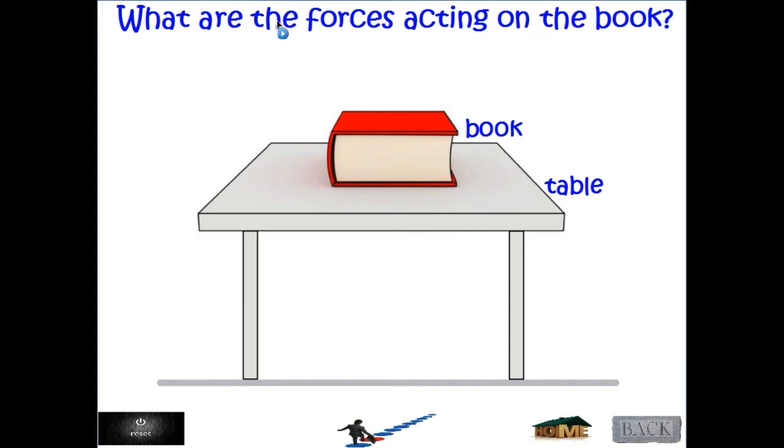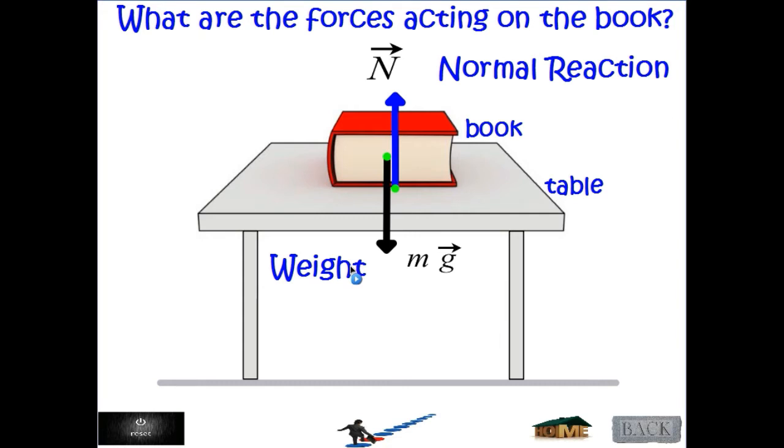We all know the weight, which is vertically downward from the center of gravity of the book, the green point. And the second force is the normal reaction, which is vertically upward, and the point of application is the contact point between the book and the table, the green point also. Let us apply the equilibrium condition.